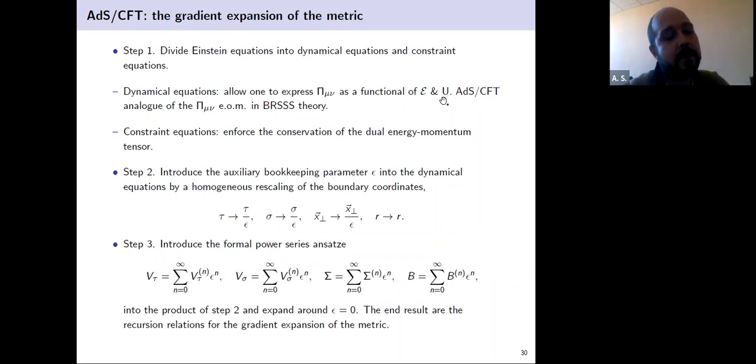And you can think of them as the AdS/CFT analog of the pi mu nu equation of motion in the RST theory. And the constrained equations are only going to enforce the conservation of the dual energy momentum tensor. So now, to construct the gradient expansion of the metric, we are just going to follow the standard fluid gravity procedure.